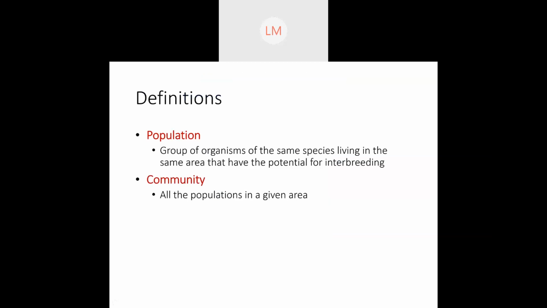But then when we're talking about a community, we're still talking about a given area, but we're talking about all of the populations in that area. So the plant species, the animal species, the microbe species, all of those are populations in a given area and make up that community. They're all of the biotic or living things in that community.